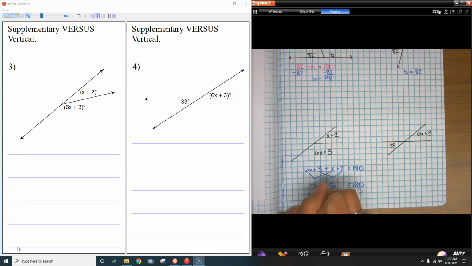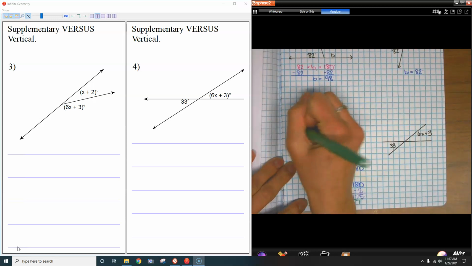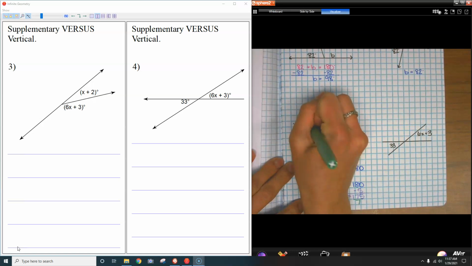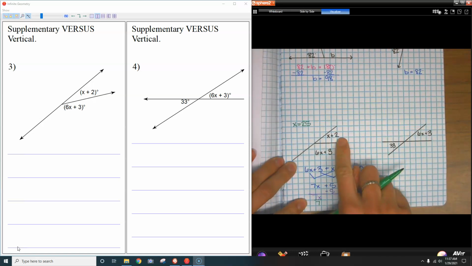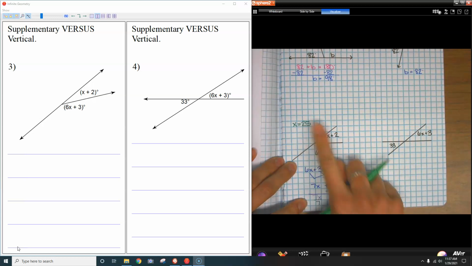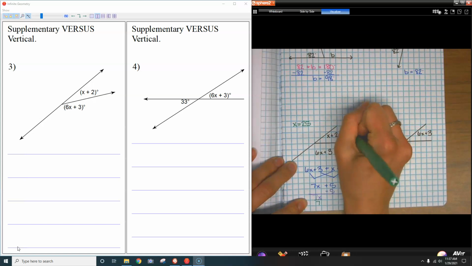And get 7x equals 175. Our last step then is to divide both sides by 7. And when I do that, I get 175 divided by 7, which is 25. So in this example, x equals 25. We're going to plug that into each of our equations like we practiced. So the first one is x plus 2, so 25 plus 2. This would be 27 degrees.